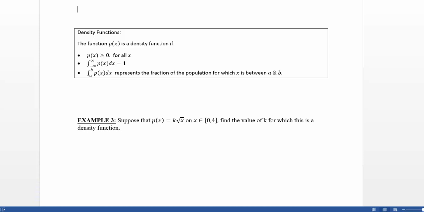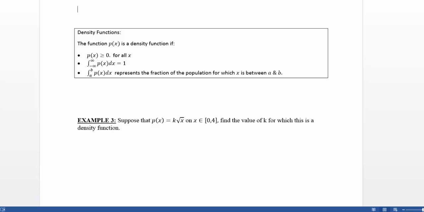So these three properties together are really important. If any one of them fails, then we don't have a density function. So some of the types of questions we're going to look at are just making sure that the functions we're looking at are actually density functions.